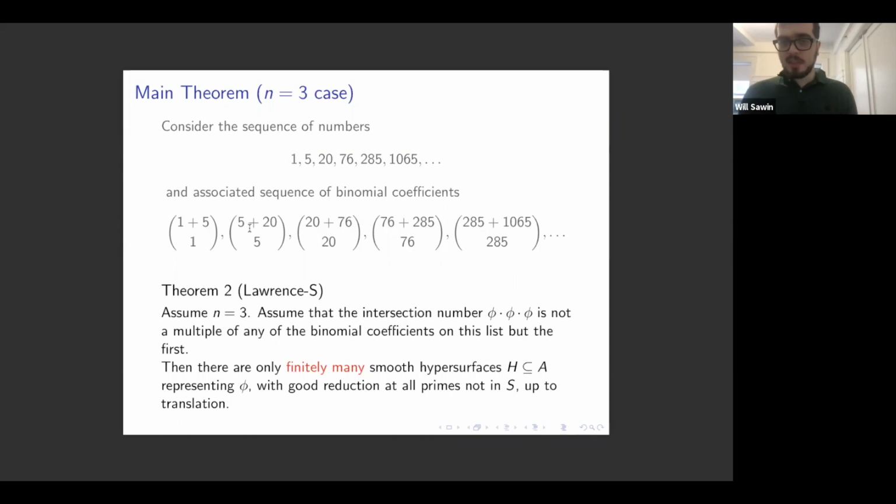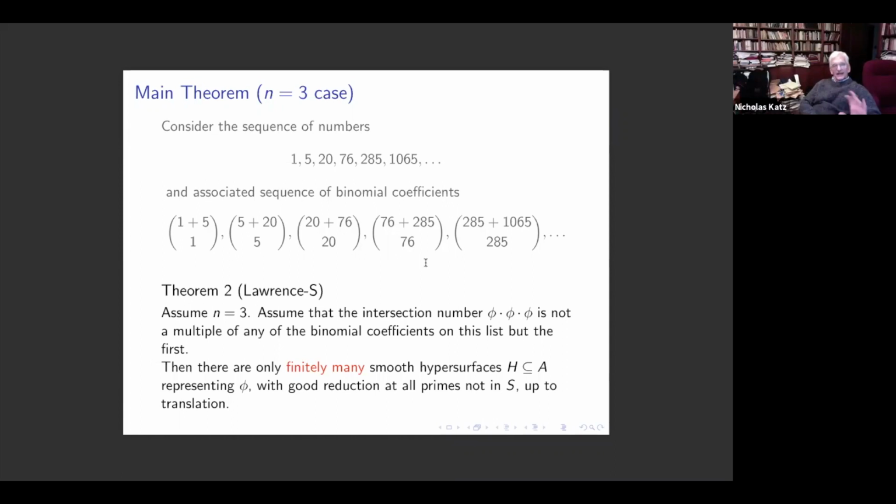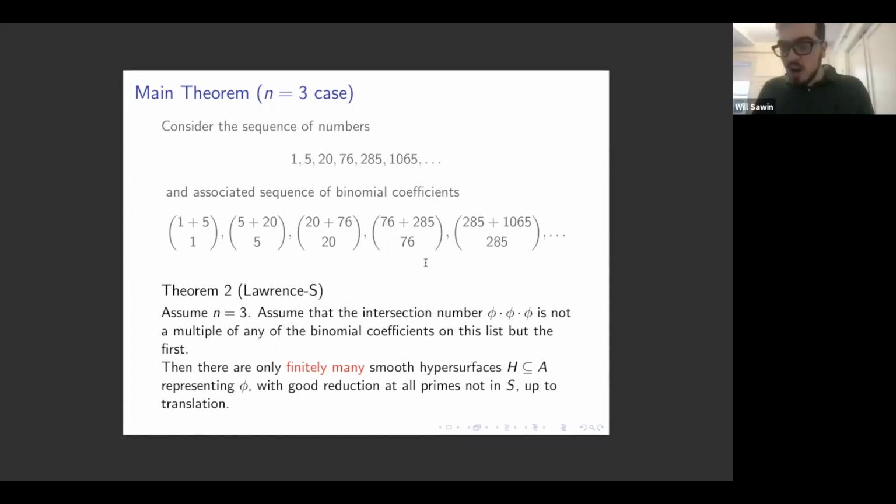But the next number on the list is in the tens of thousands, and they're growing super exponentially after that. So this condition of not being a multiple is a very mild condition. And almost every equation you can write down will probably have a degree that's not a multiple of one of these. So is this an artifact of the proof, or are there actual counterexamples? This is an artifact of the proof.